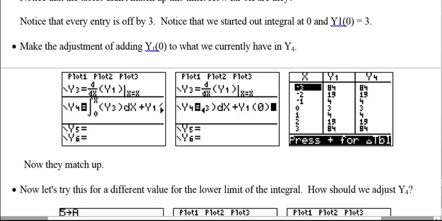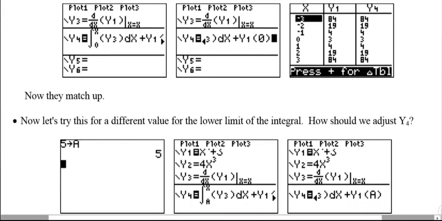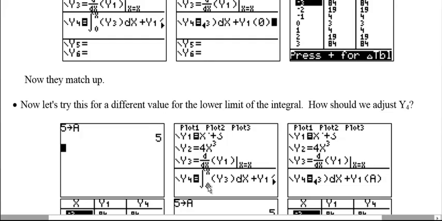So let's try it for another lower bound. Instead of 0, let's change it to something else. So here's what I did. I just took my calculator and took some number, just a random number, like I said 5, and store it as a from the home screen. And then when I did this setup, I replaced the 0 by whatever a happens to be at the moment, which is at the moment 5. Substitute that in for a, but then I did this as y1 of a.